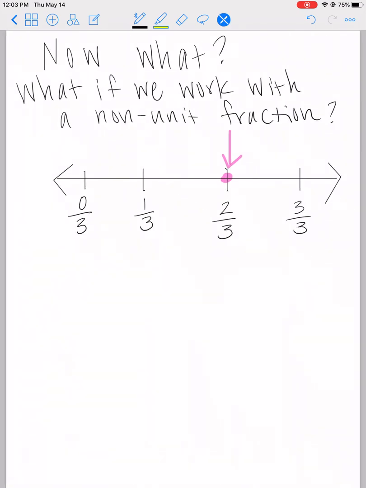Now, what if we work with a non-unit fraction? Non-unit fraction. So let me get my box. We have 2/3 now. So let's make 2 boxes right here.